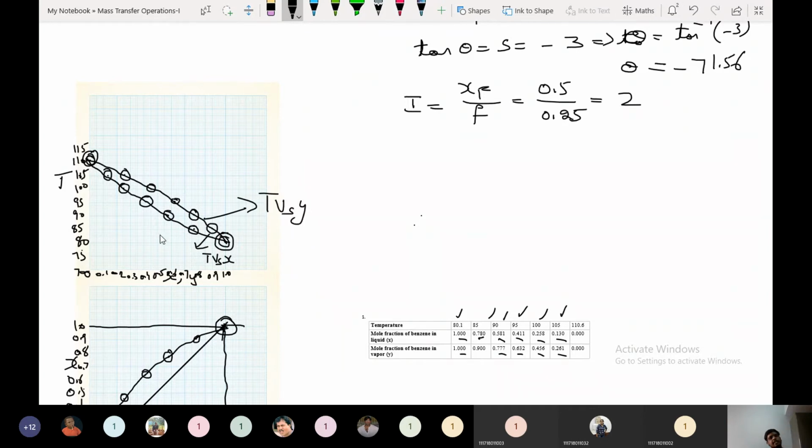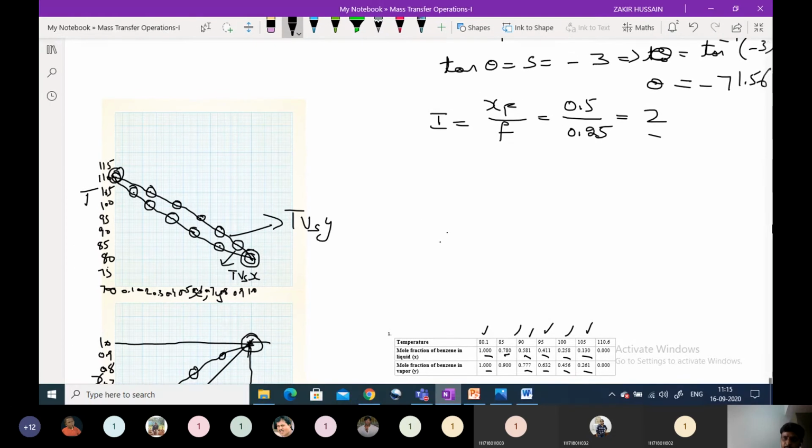So overall, this is the TXY graph. Now we need to find the composition according to our operating line. The operating line we already obtained, intercept is equal to 2. Using the slope method also we can calculate, otherwise the intercept method. It is easy to use the intercept method, so we'll use the intercept method.